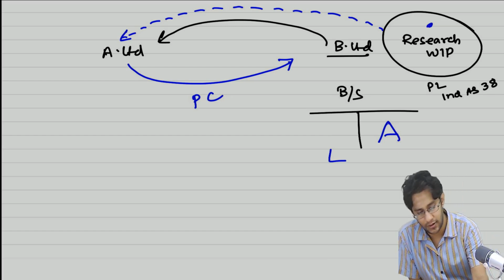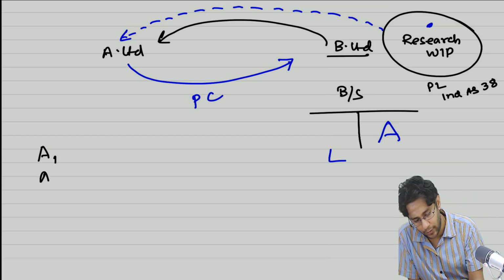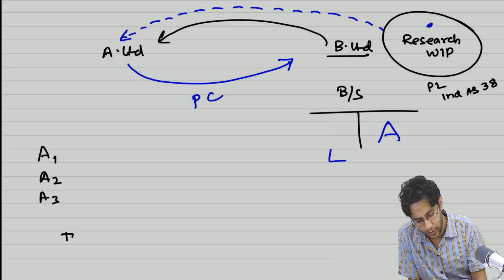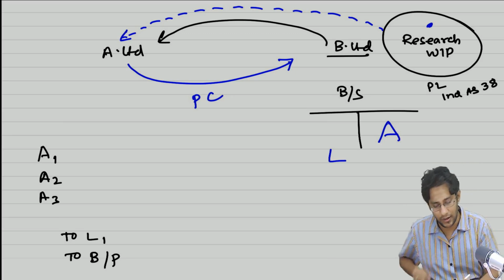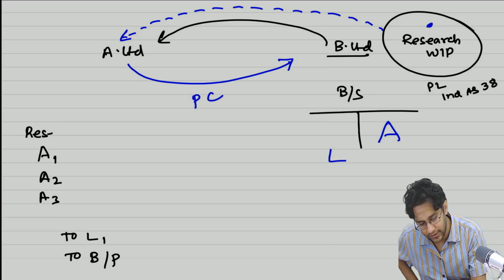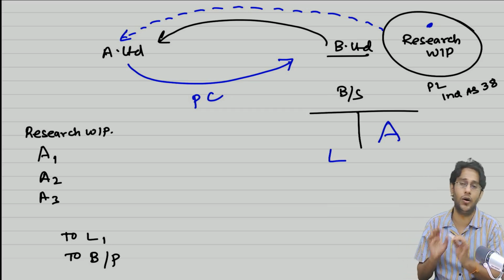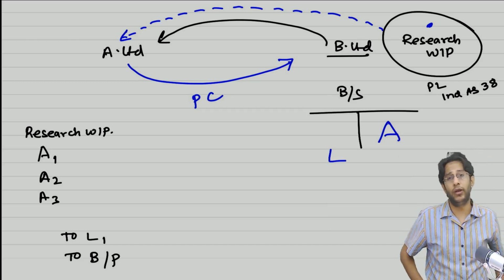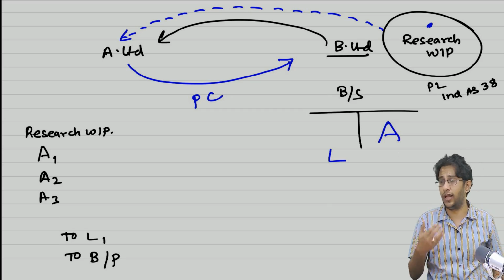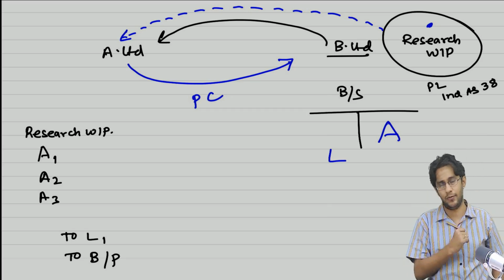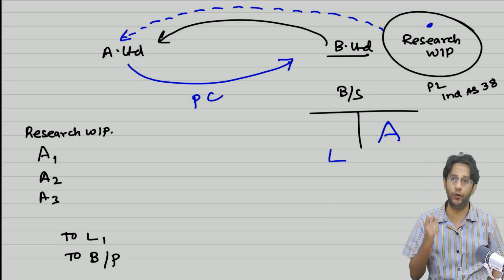Now the question is, when A Limited records A1, A2, A3 to L1 to business purchase, so many assets, so many liabilities I am recording, in this can I also recognize research WIP as an asset or not? Sir, why does this question even arise? The research expenses should be transferred to P&L account, so A Limited should not recognize. Let us see what will happen if we recognize and if we do not recognize.